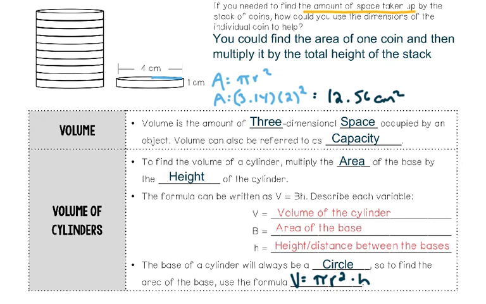So since the base of a cylinder will always be a circle, find the area of the base using the formula pi r squared and then multiply by the height. So if you want just one simple formula for volume of cylinders, it's volume equals pi r squared times the height. Let's look at 3 examples.